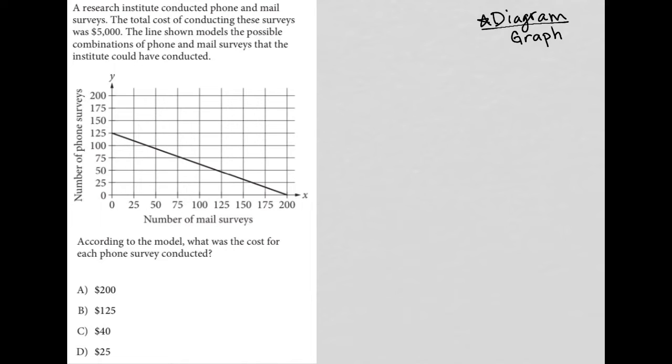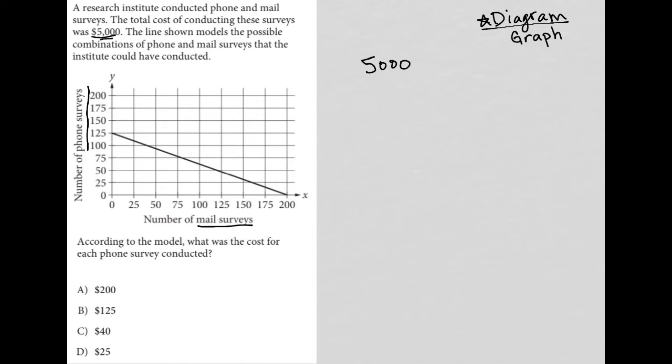So the question says a research institute conducted phone and mail surveys. I do see that my x-axis is mail surveys and my y-axis is number of phone surveys. Next sentence says the total cost of conducting these surveys was $5,000. So when we add up the number of phone surveys and their cost, and the number of mail surveys and their cost, it should all add up to $5,000. I'll make a note of that and maybe even write it down, 5,000.